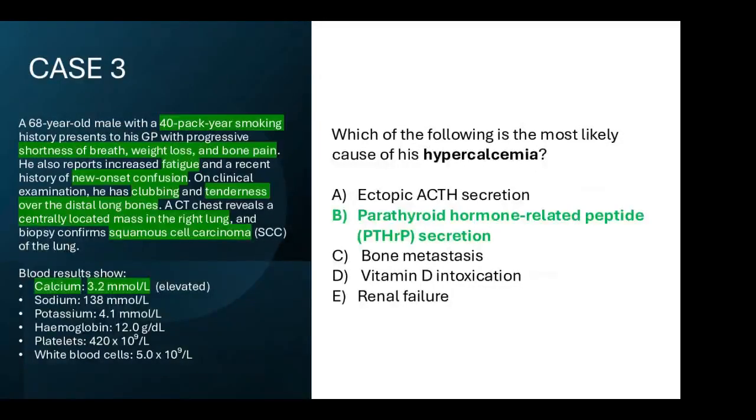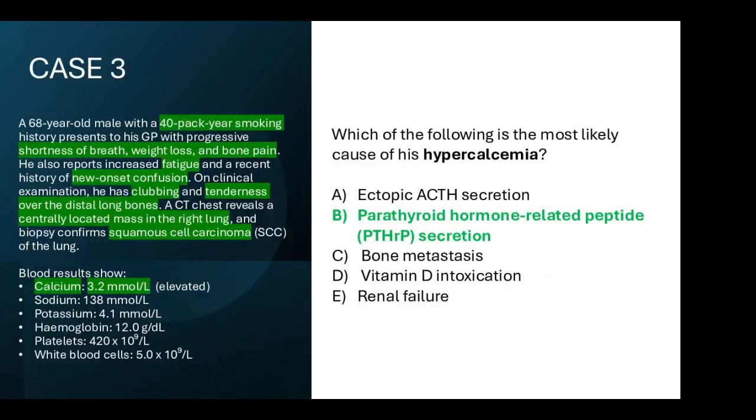Okay. So the correct answer here is B, parathyroid hormone-related peptide secretion. And essentially, I'll go over why the other answers are not correct in this instance, but thank you. So we've got a person who's got squamous cell lung cancer, and if you remember one paraneoplastic feature of squamous cell, it is that it releases this hormone-related peptide, and that causes hypercalcemia. So if you want to remember one thing about squamous cell cancer, that would be the thing to remember. It's very commonly tested in exams.